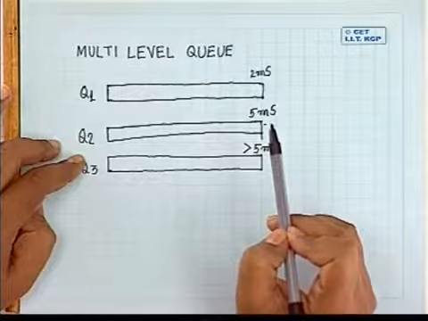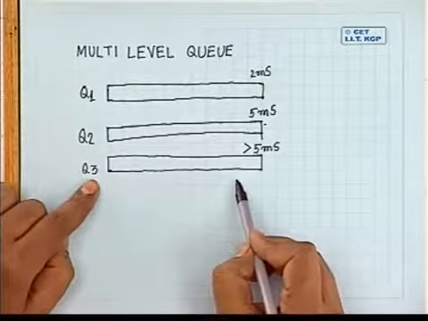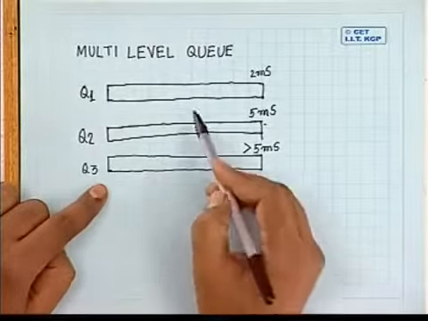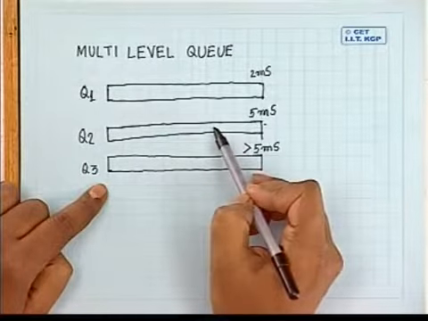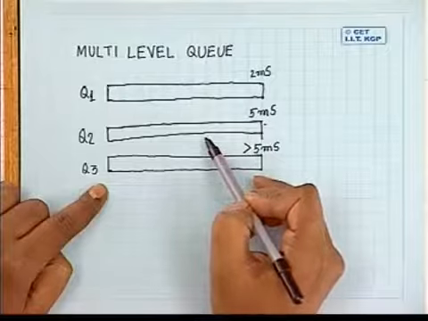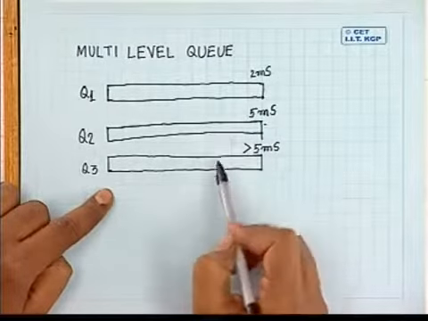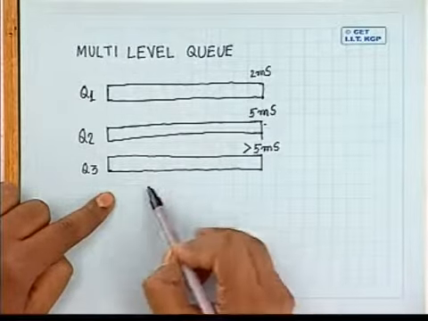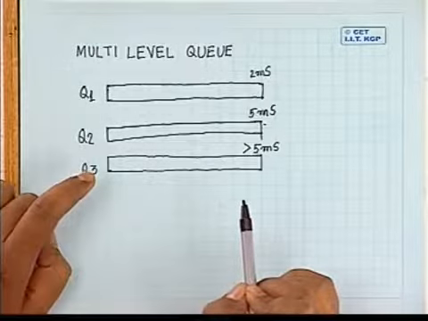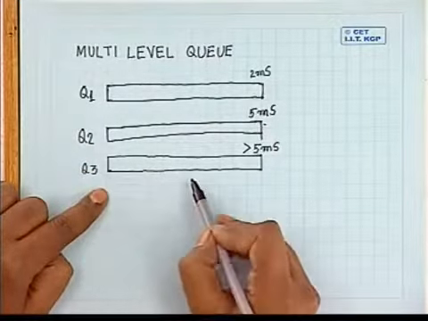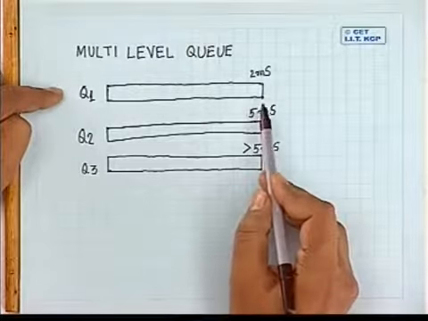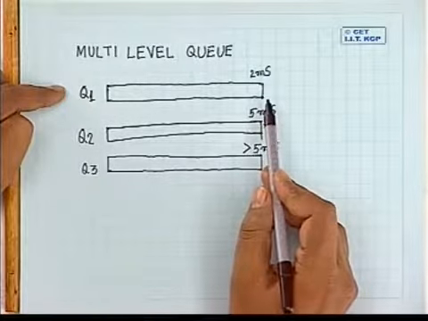Similarly, when I come to queue number 3, I will ensure that the jobs in queue number 1 and queue number 2 are complete. That means both queue number 1 and queue number 2 are empty. Only in that case will I take up a job from queue number 3 for execution. So the jobs in queue number 3 have the least priority, and jobs in queue number 1 have the highest priority.